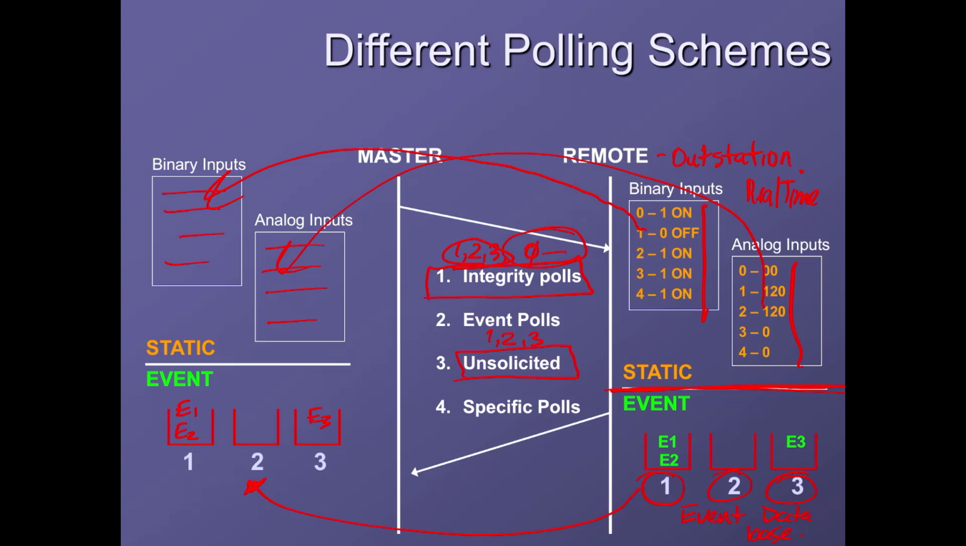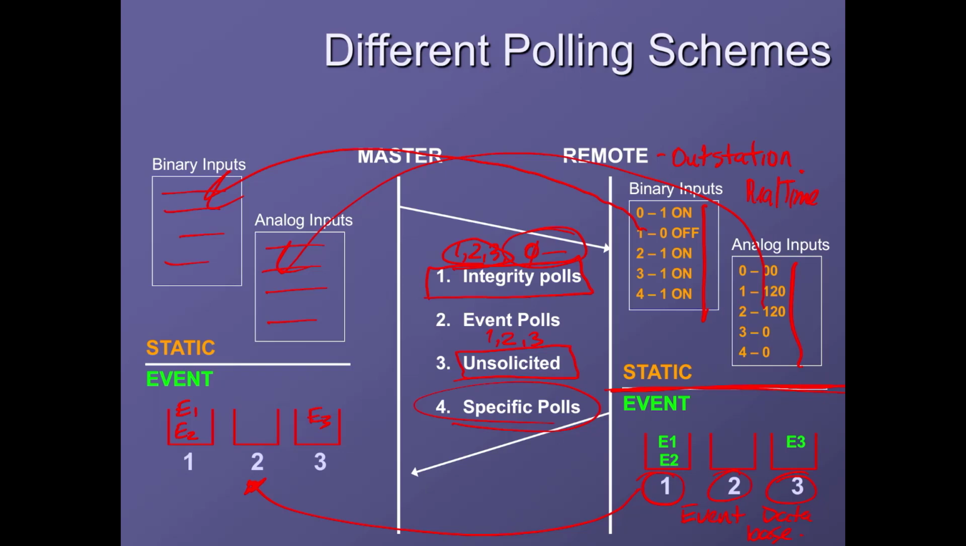And then of course we have the last one we talked about, which could be a specific data poll. So in order to retrieve these real-time points as binary inputs or analog inputs, you'd have to call on the specific object group number. And obviously variation 0 as a wildcard would give you whatever variation is included in the configuration.